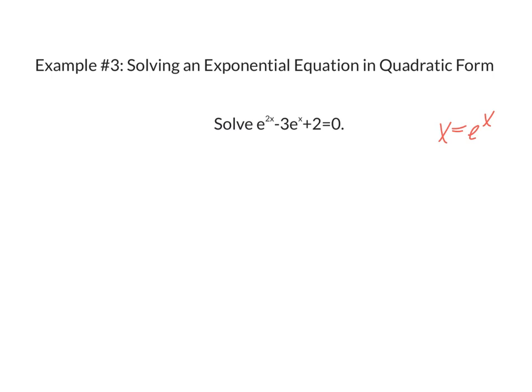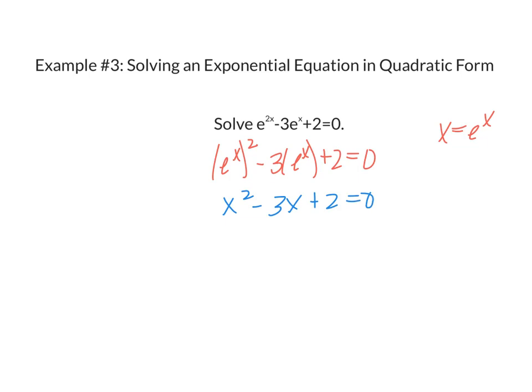So e to the 2x is really e to the x squared, right? Minus 3e to the x, and then plus 2. All right? Now every e to the x I'm going to rewrite as an x. So this is now x squared minus 3x plus 2 equals 0. We know if we use AC, because AC is going to equal 2, and the factors of 2 that give you -3 are -1 and -2, we're going to have x minus 1 and x minus 2 equal to 0.